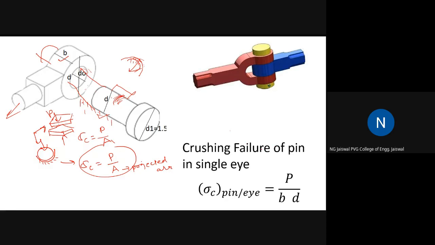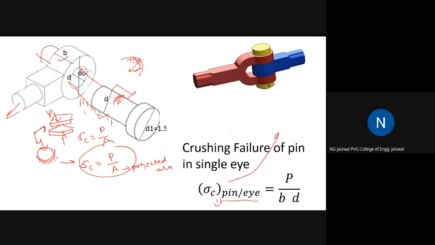That's why the crushing failure is equal to P upon area projected, and area projected is equal to length into diameter. So length is actually here B into D. Now note here, I have written sigma C of P or I, both. Why both? Because it depends on which is weaker. So if I want to execute this equation to get some unknown, and if I want to equate this to permissible, there will be two options.